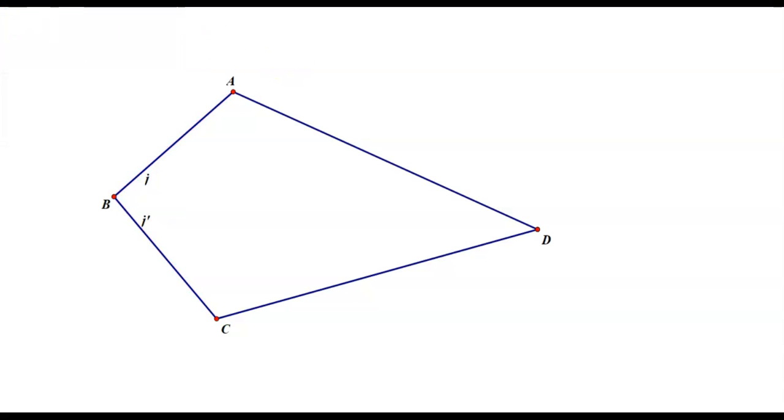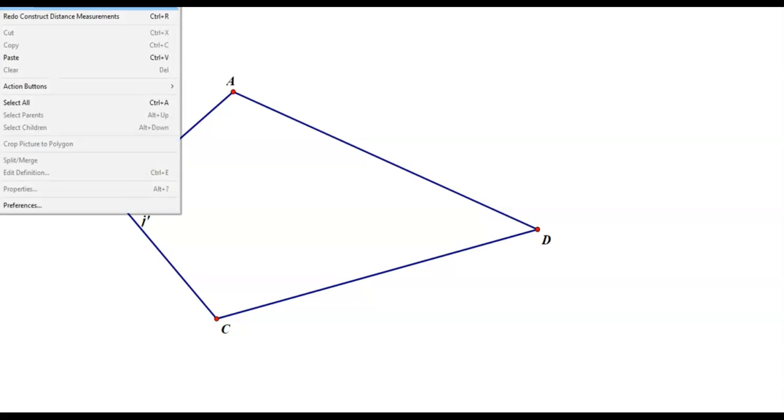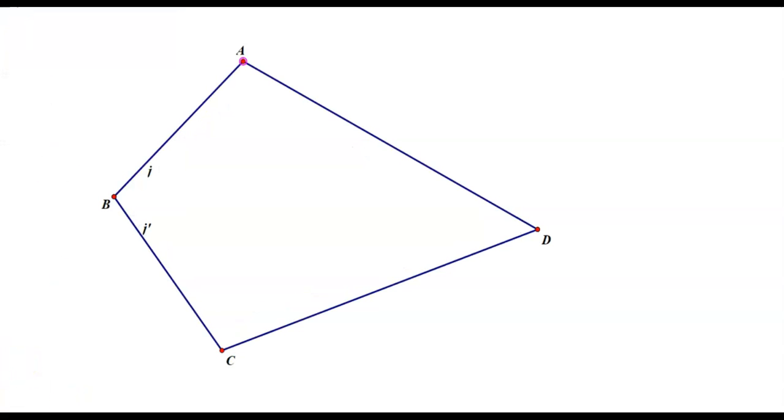I want to label them with segment names. Let me pause and redo it. Okay, I'm going to measure segment AB, and then I'm going to measure segment BC. And ta-da, they are exactly the same.